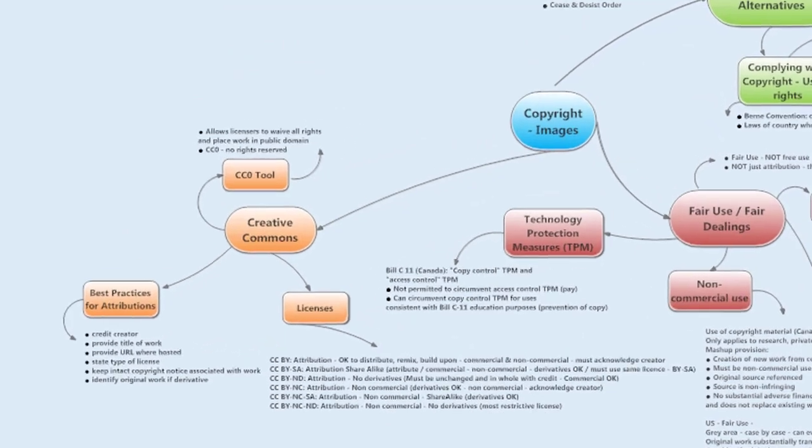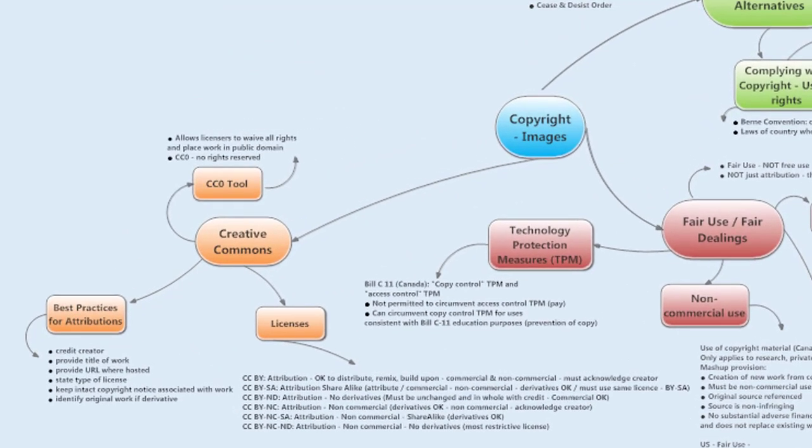So Creative Commons, what's that all about? That's the most common method to find images out there. There are different licenses. There are 6 licenses. The first one is CC BY. Basically, you can use the image for a number of different purposes. You can distribute it, remix it, build upon it. You can use it for both commercial and non-commercial uses, but you must acknowledge the creator. And that's what that license is, CC BY.